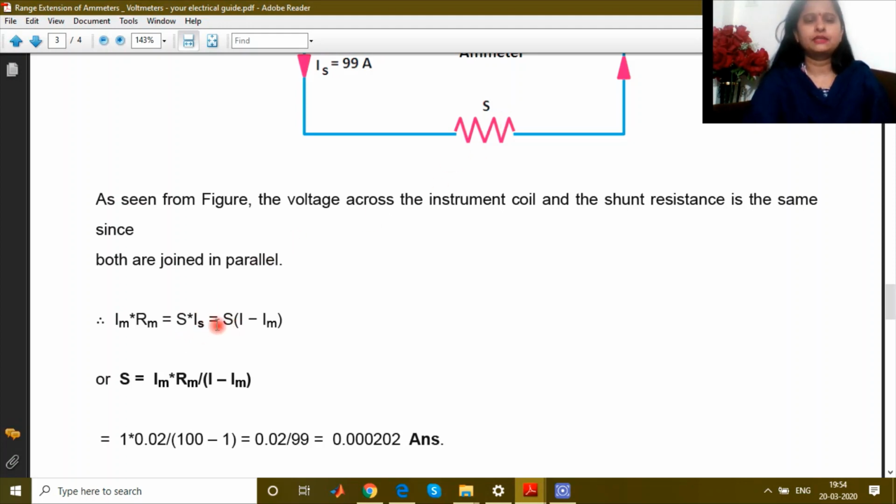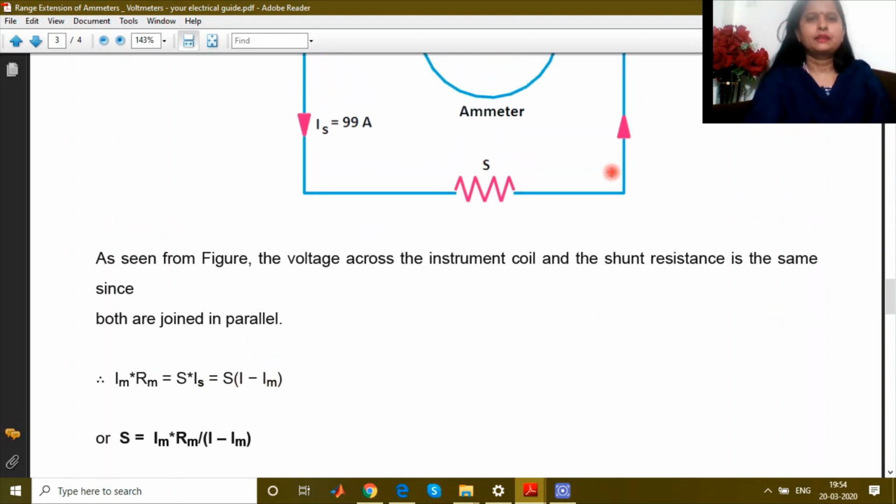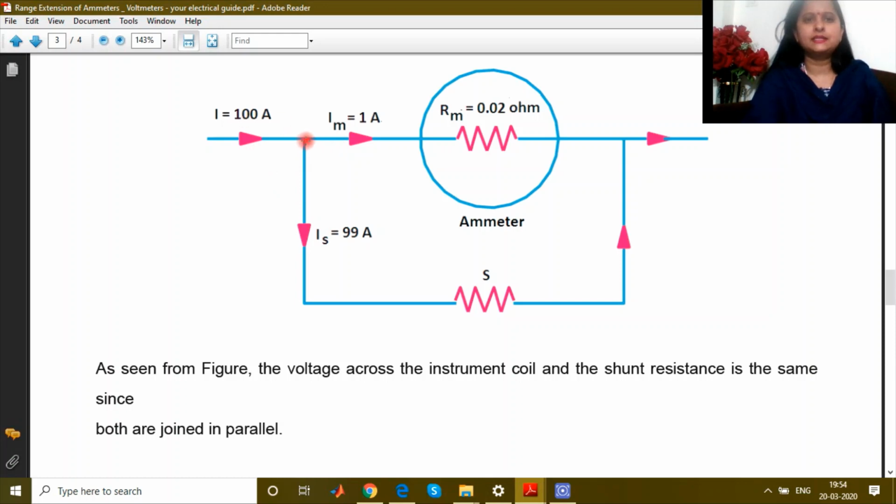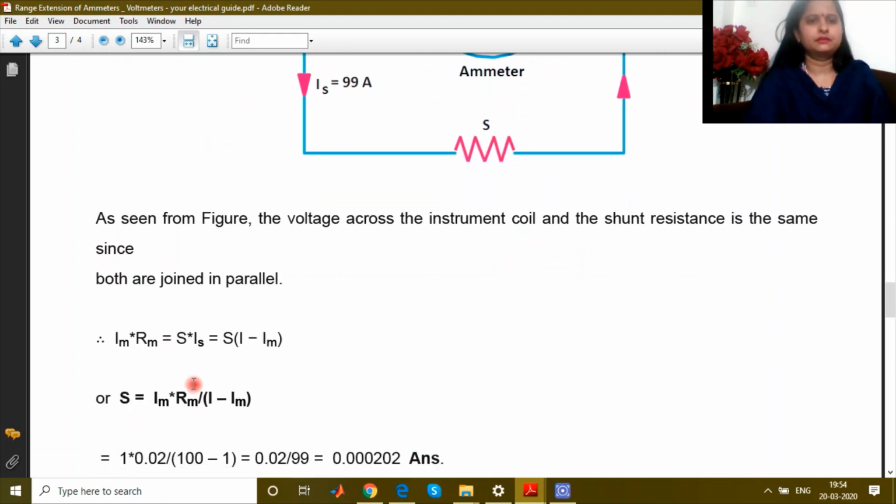Here we can write Is as I minus Im by applying KCL at this point. If we apply KCL at this point, Is should be equal to I minus Im, or I should be equal to Im plus Is. So Is equals I minus Im. The value of S can be found from this equation: S equals Im into Rm upon I minus Im. We know the value of Im, that is 1 ampere.